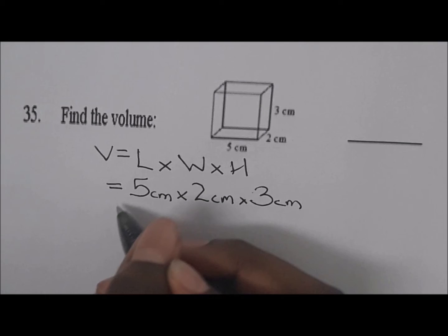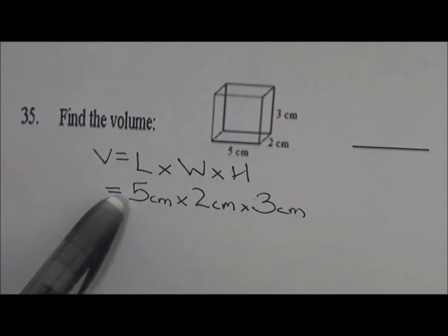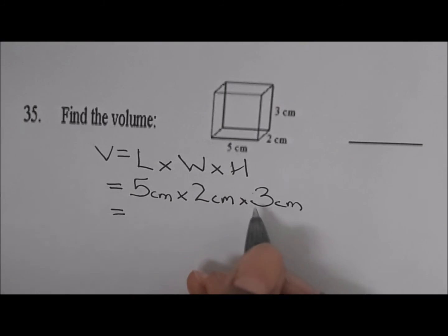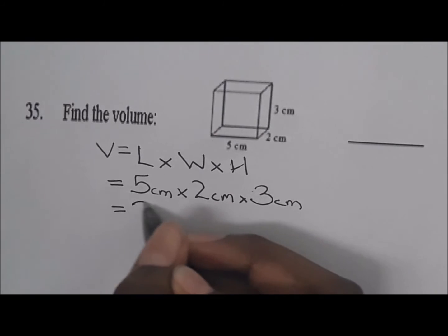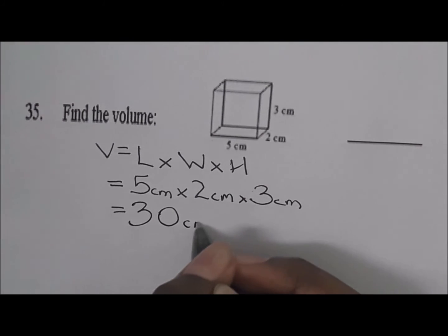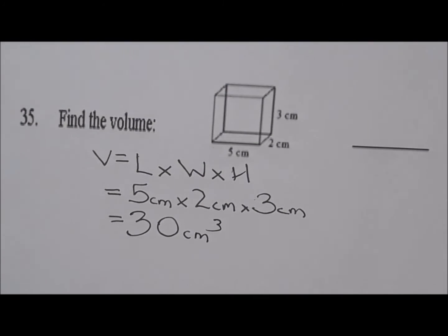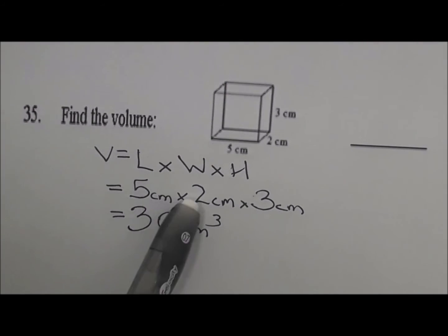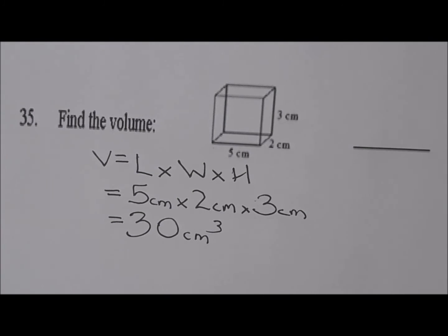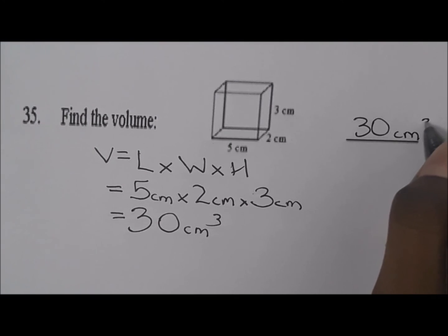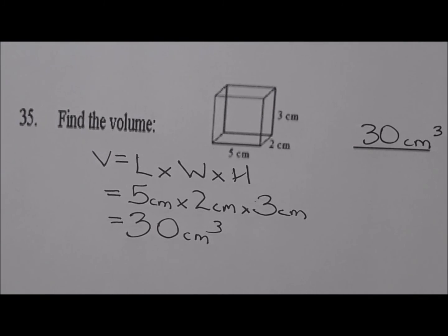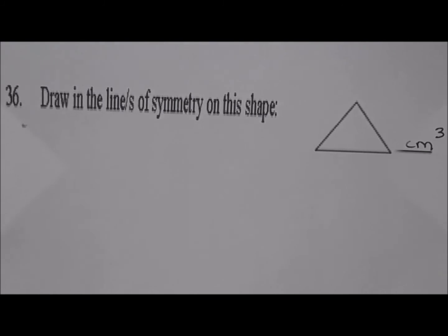Equal. 5 times 2 is 10 centimeters. 10 centimeters times 3 centimeters is 30 centimeters. So 5 times 2 times 3 is 30, and you put cm cubed. Why? Because you're not multiplying 3 numbers, you're multiplying centimeters 3 times. So you put cm to the power of 3. You can read it as 30 cubic centimeters, or 30 centimeters to the power of 3. Correct. Okay. Let's move on to number 36.